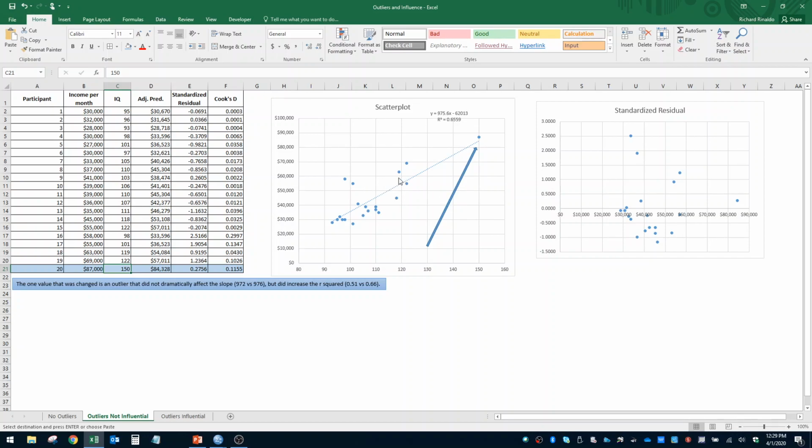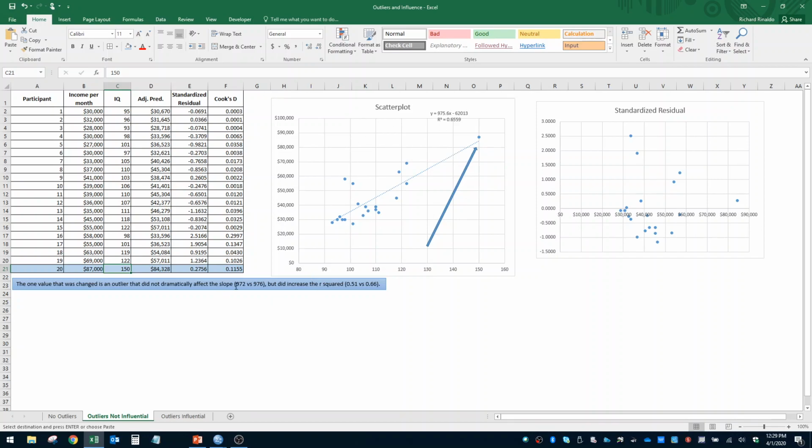And in terms of income, their income is approximately 20,000 more, or roughly 17,000 more than the top end of everyone else. So it is an outlier, but it's not a very influential outlier. And I can see that it hasn't had much of an impact on my regression equation.